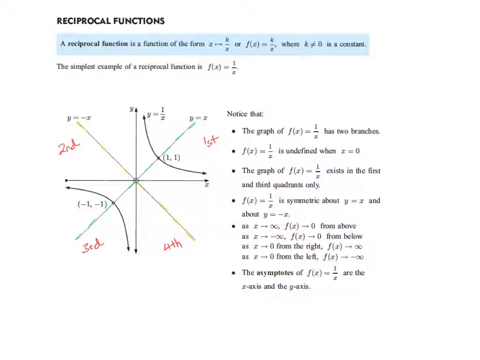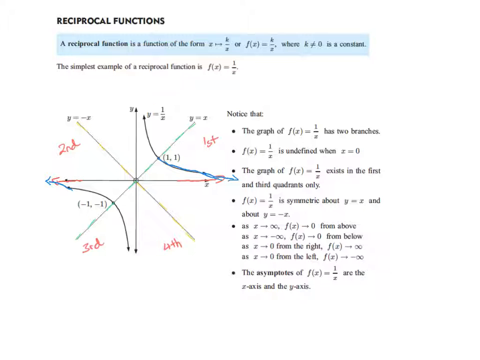f(x) equals 1 on x is symmetrical about y equals x and y equals negative x, so we've already talked about that. Now, as x approaches infinity, in other words, as x goes to the right, f(x) approaches 0 from above. So the function is moving downwards towards y equals 0. As x approaches negative infinity, which is to the left, the function again approaches y equals 0, but from below.